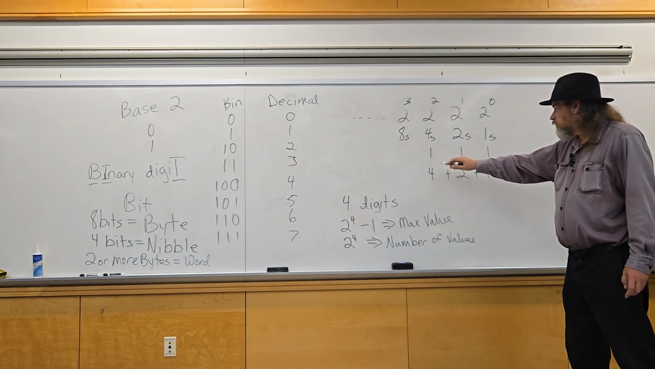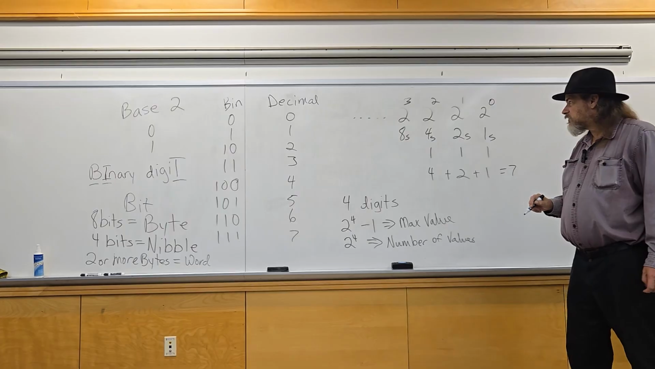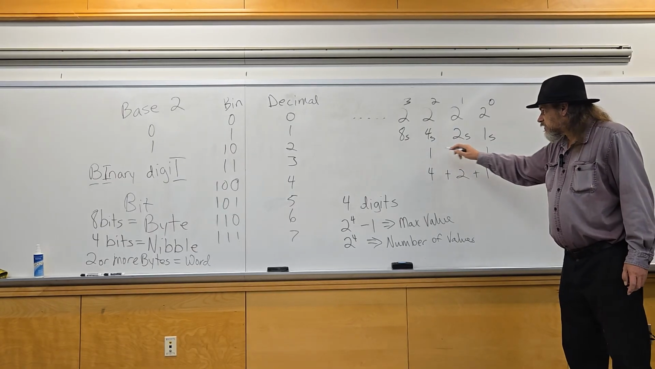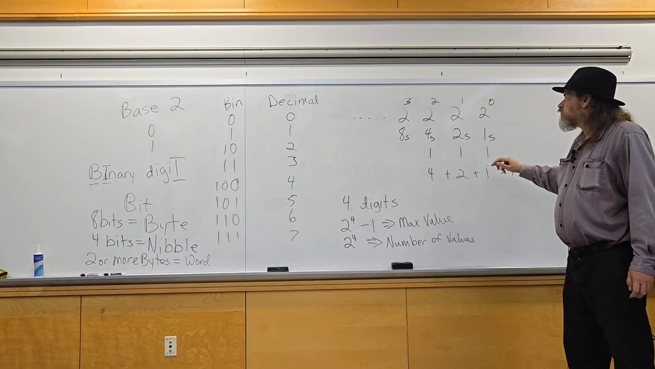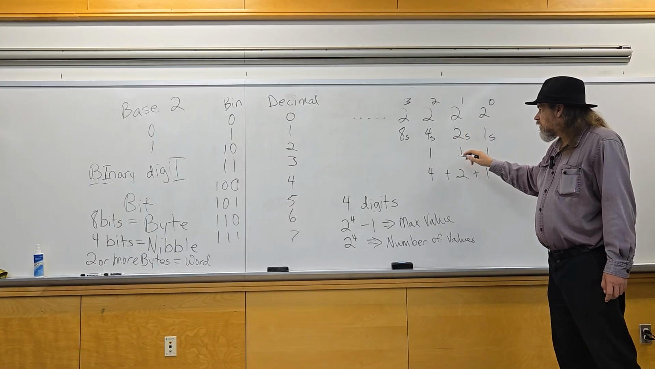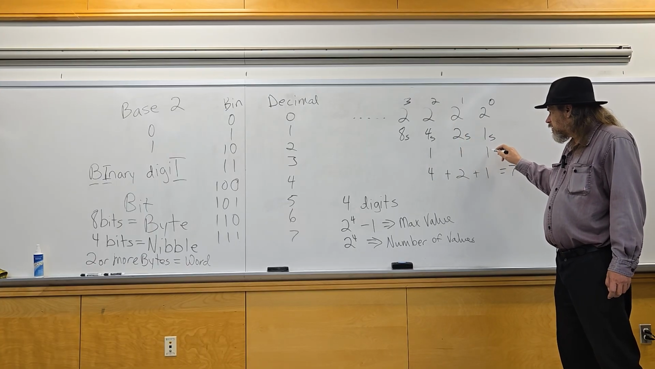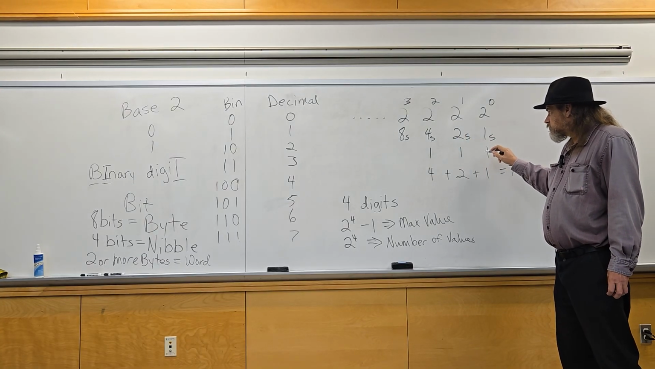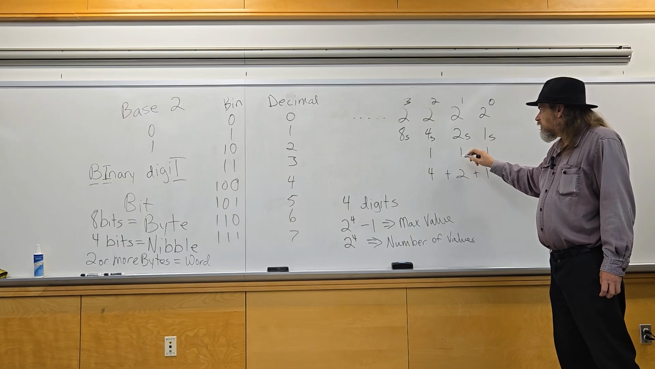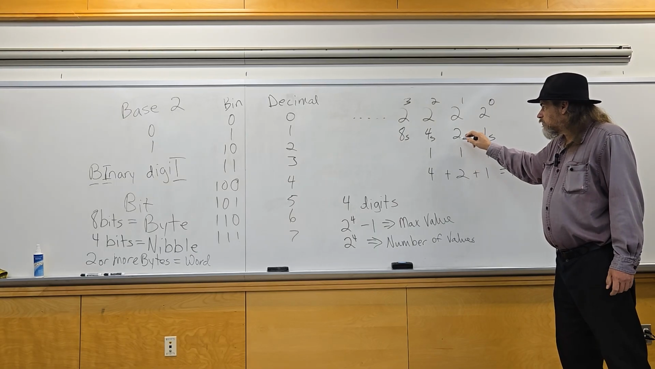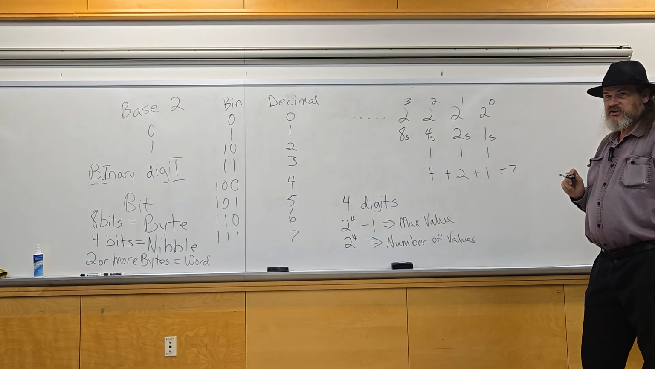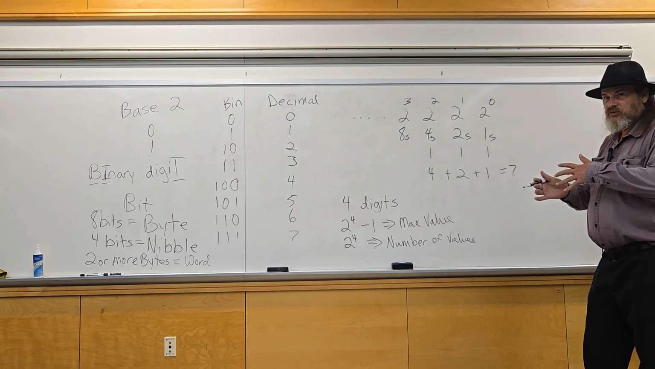And that's how you calculate the value from binary to decimal. You take the value of the binary digit, value of the bit, times the value of the position it's in, and then you add those all together.